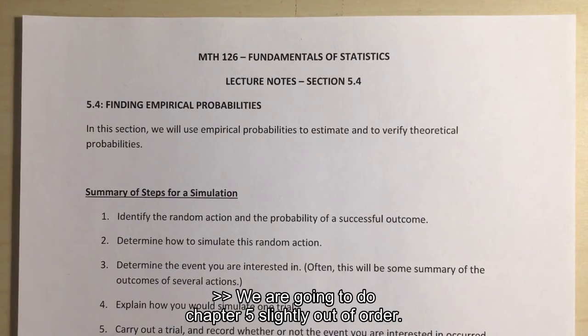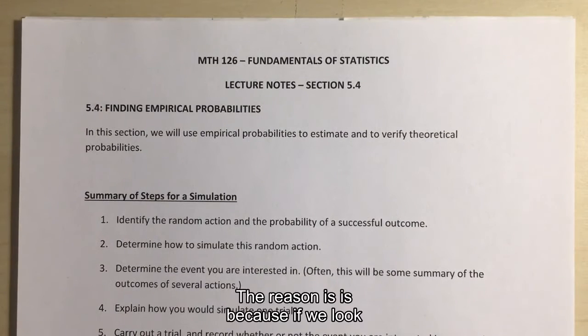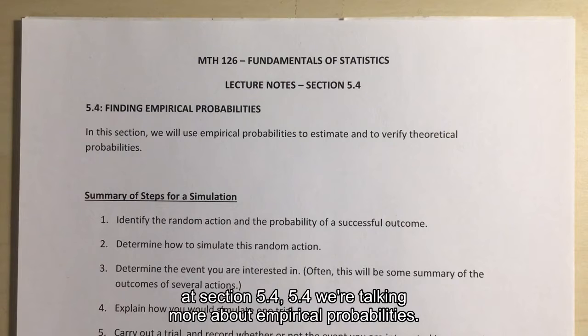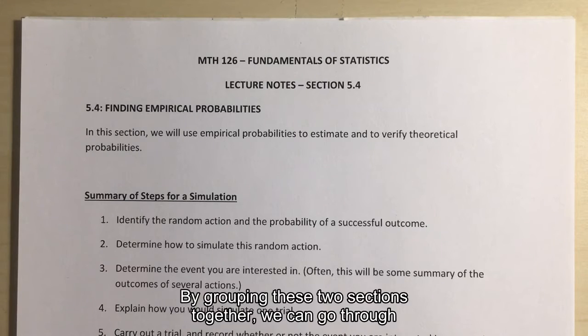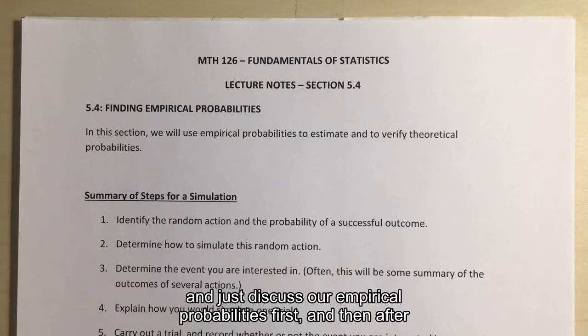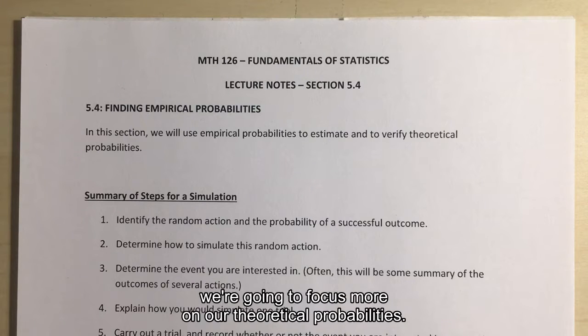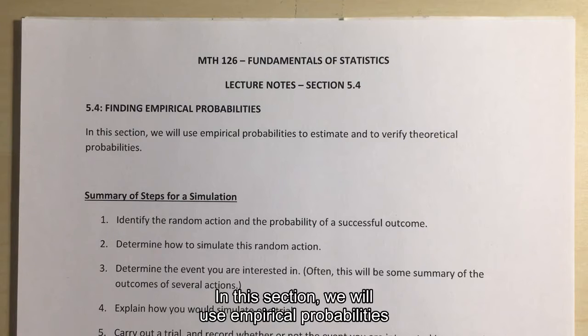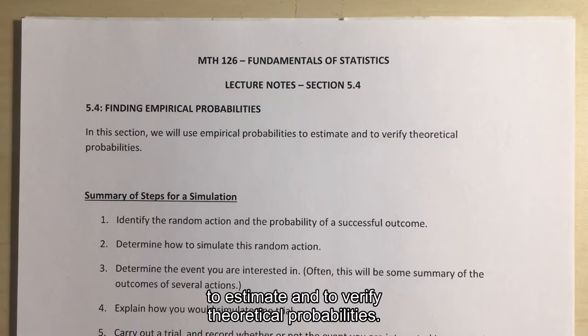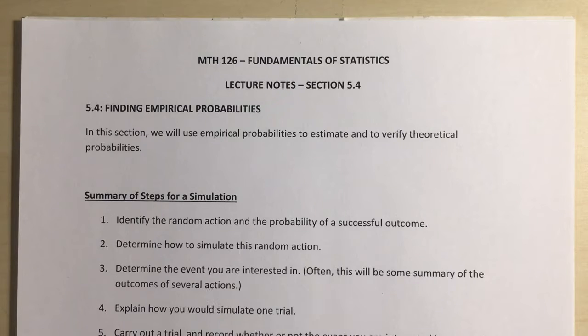All right, so we are going to do Chapter 5 slightly out of order. The reason is that Section 5.4 is more about empirical probabilities. By grouping these two sections together, we can first discuss our empirical probabilities, and then after we're done with this section, in Sections 5.2 and 5.3, we're going to focus more on our theoretical probabilities. So in this section, we will use empirical probabilities to estimate and to verify theoretical probabilities.